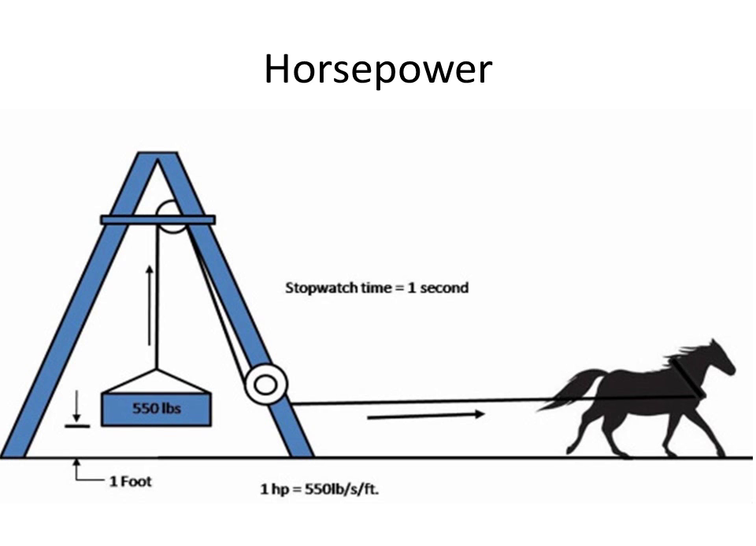For example, this is showing the way horsepower is described. So you need a horse, you need a weight, you need a stopwatch, and you need a measurement of how much the weight is moved. So, for example, 1 horsepower is described as moving 550 pounds up 1 foot in 1 second. So again, a very complicated description of a unit of power.